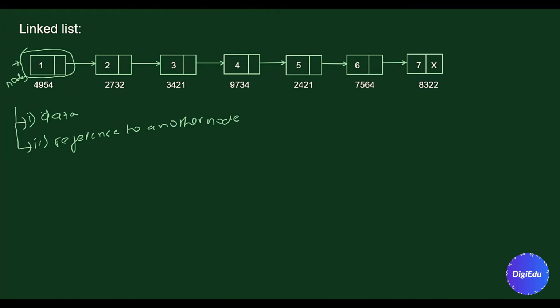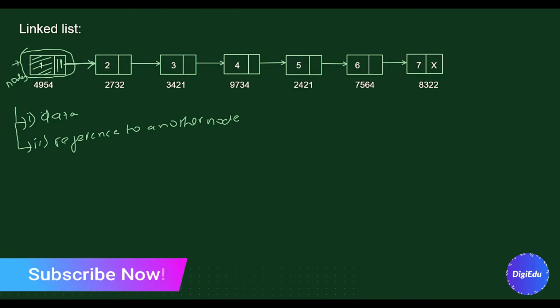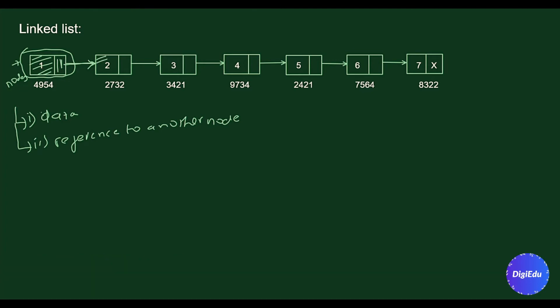Basically in a linked list, one block of a node is going to store data, and this other block of memory is going to point to a different node. In this second node, the first block is going to store data, and the second component is going to point to another node.